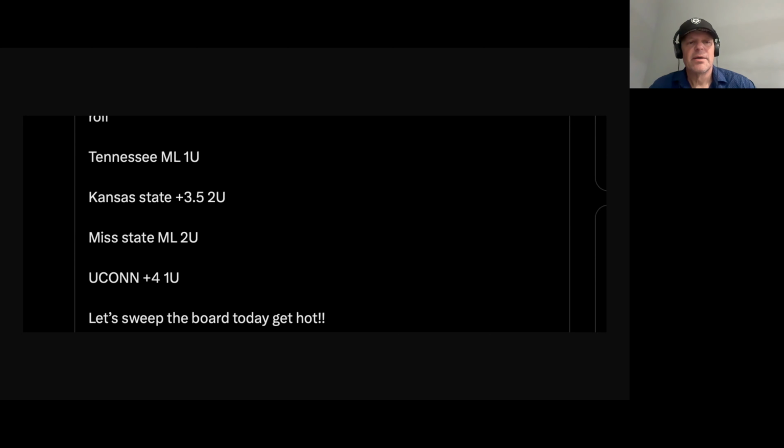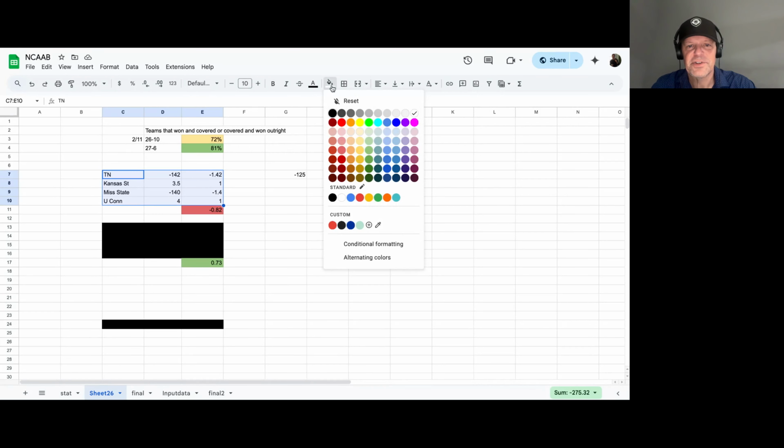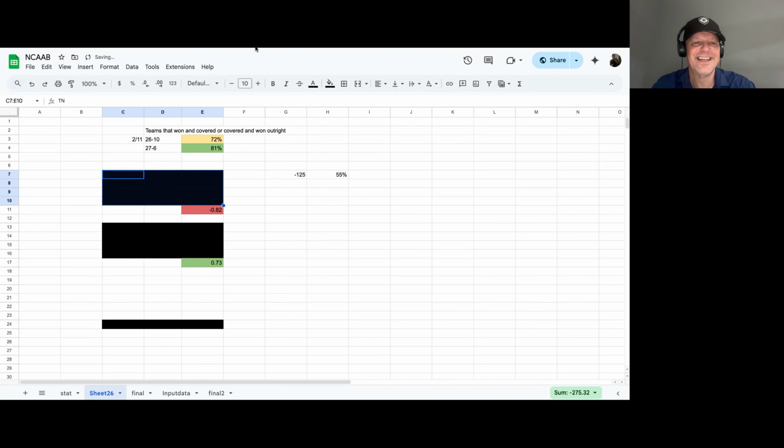Now, so you had Tennessee money line, that was a loss. Kansas State +3.5 was a win. Mississippi State money line was a loss. UConn +4 was a win. Now, before we dive into the details of his card, let's look at this chart here. I don't want to show this yet. Let me block this out so that you'll focus on what I'm teaching.